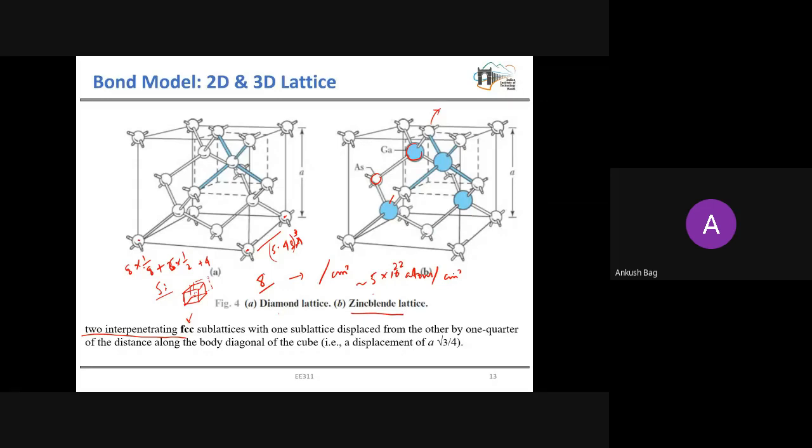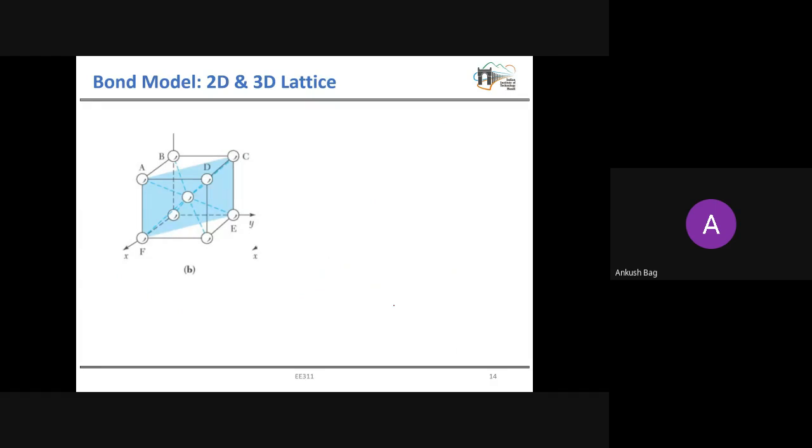Okay. So similarly, I hope you can calculate the carrier density and atomic density also.